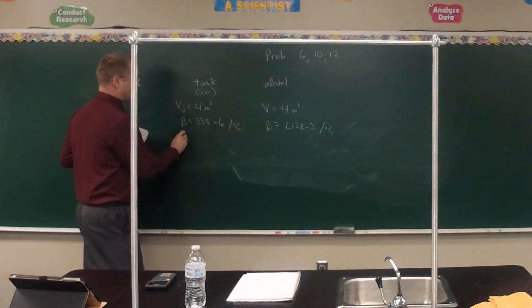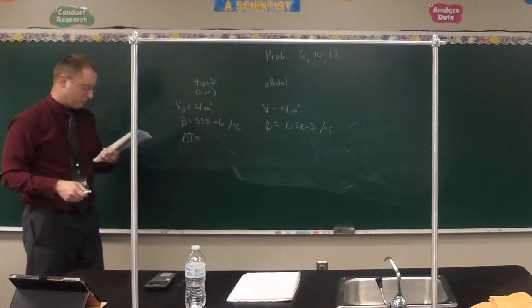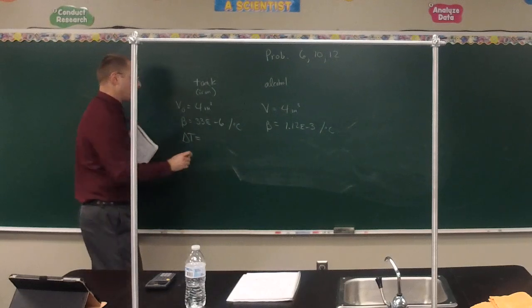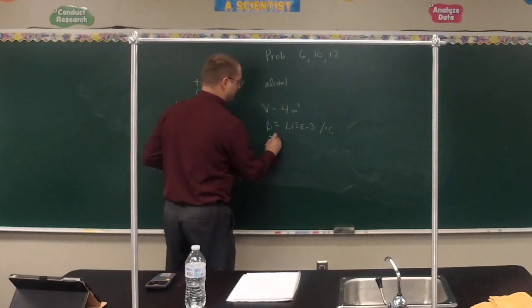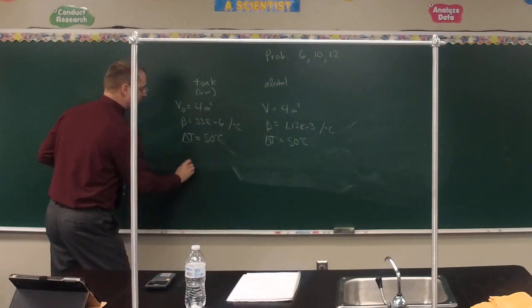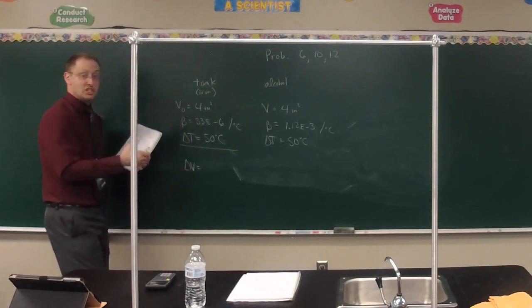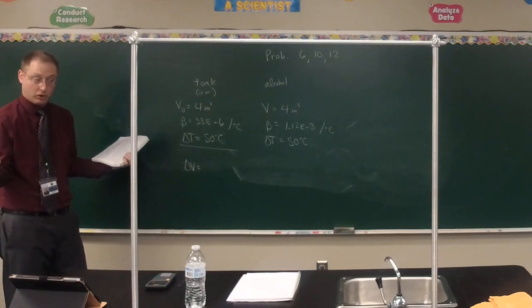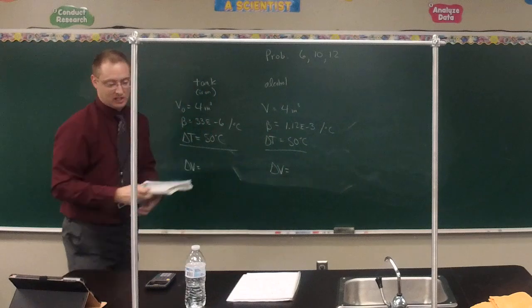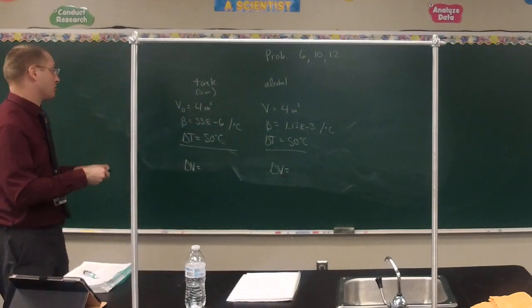And then, of course, we have the change in temperature. What is the change in temperature here, class? To go from negative 10 up to 40 is a change of 50 degrees Celsius, and that's going to be true for both of these. So what we need to find is the change in volume of the tank, how much does the tank expand, because then it can hold more alcohol, but how much does the alcohol expand? And of course, we're going to assume it will expand more greatly.